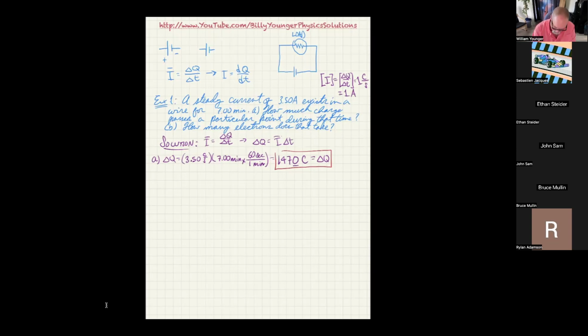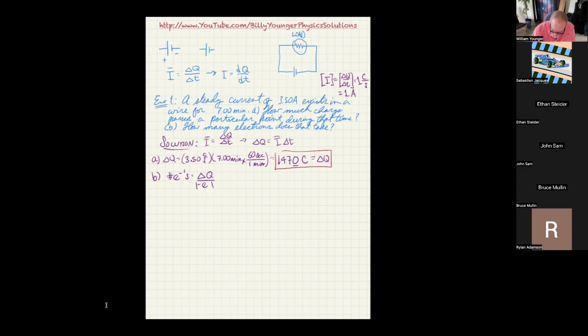Because now I'm going to do part B. Part B says, how many electrons is that? So I'm going to say the number of electrons, which is E minuses, is equal to delta Q, which will be in coulombs. And then I'm going to divide that by E, which is, actually, I'm going to divide it by the absolute value of negative E. So I'll do it like this, because negative E is the number of coulombs per electron.